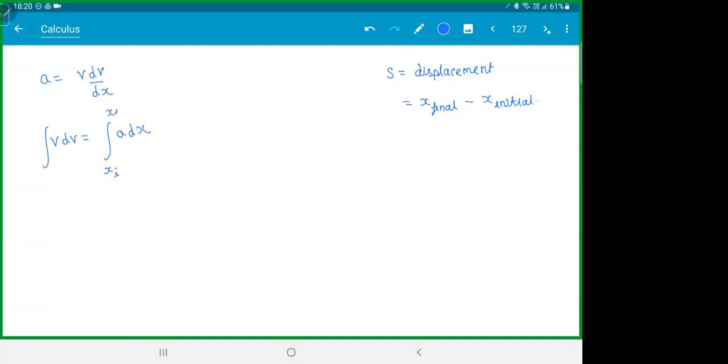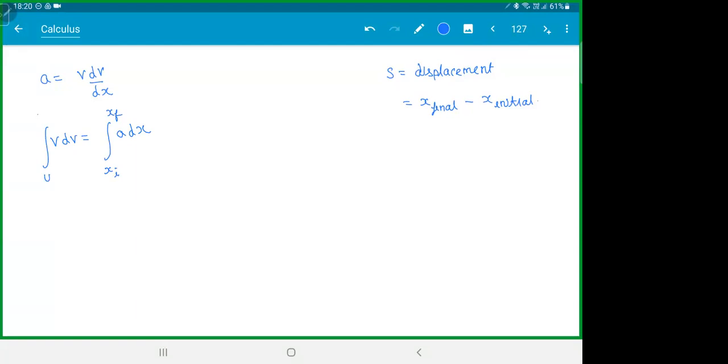So here basically s is nothing but displacement, which is nothing but your final coordinate minus initial coordinate. In this case, I took initial coordinate as x naught. So there's another way to write this. We know acceleration is v dv by dx. I'm putting in one dimension only. So this will be v dv is equal to a into dx. Integrate on both sides. Initially, the coordinate is x initial. Let's say this is x final.